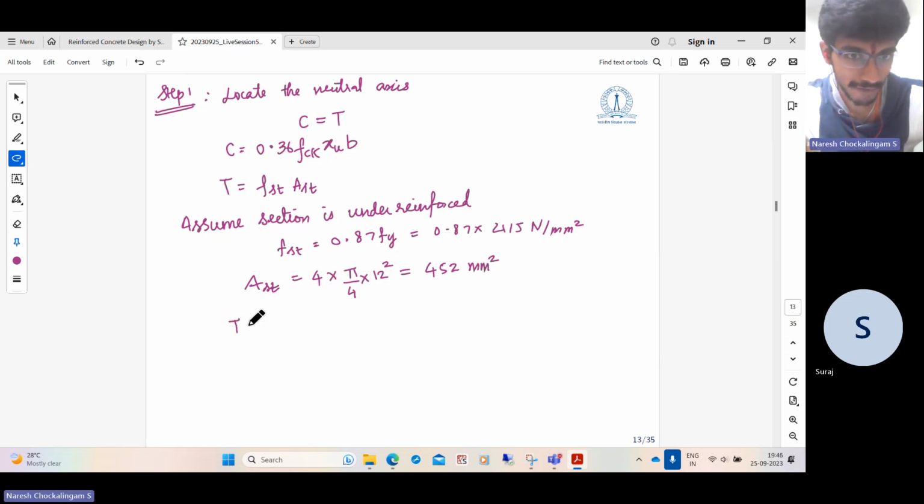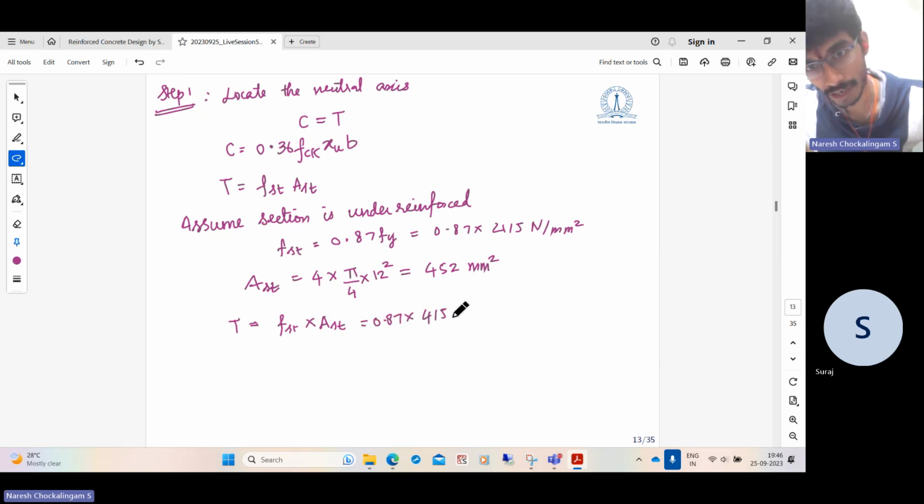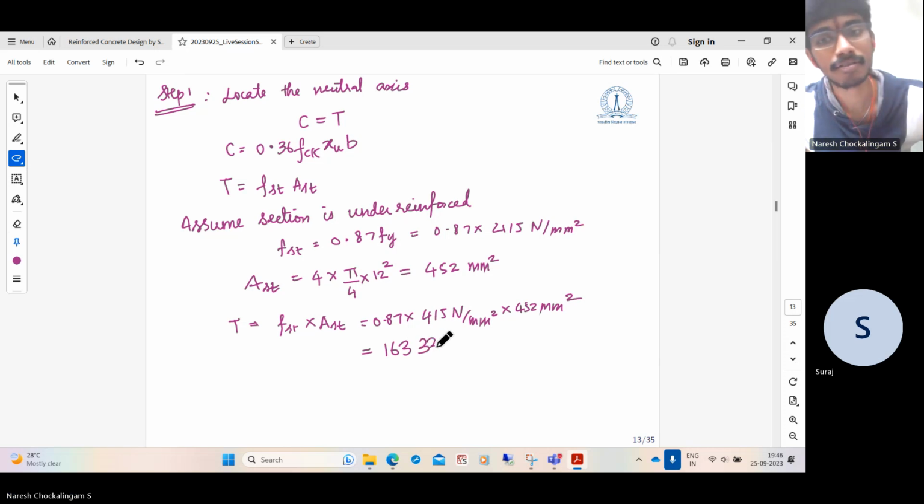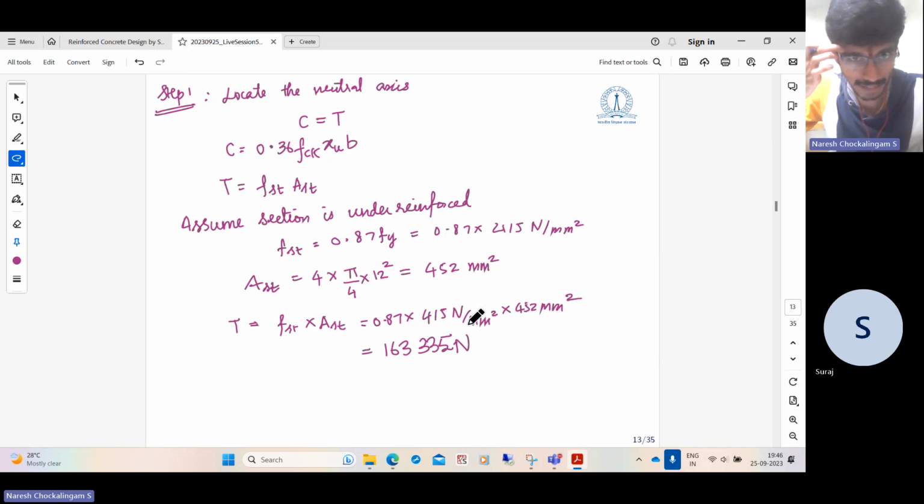So what is the total tensile force if the section is under reinforced? If the section is under reinforced, the tensile force is FST into AST. So just multiply these two, 0.87 into 415 Newton per mm square into 452 mm square. If you do the math, it turns out to be 163,335 newtons. This is the total tensile force.